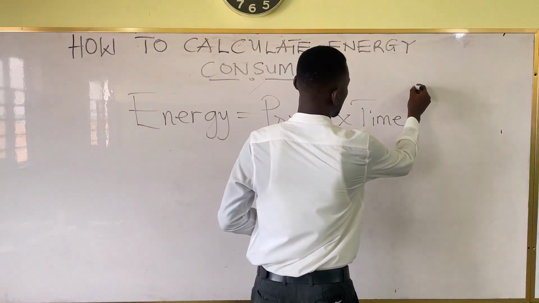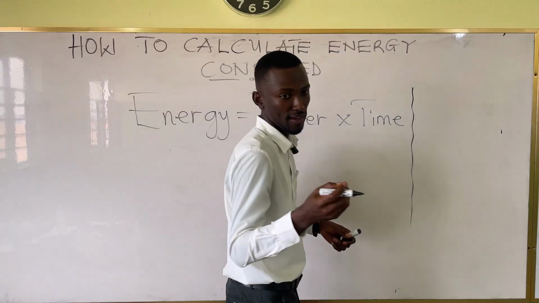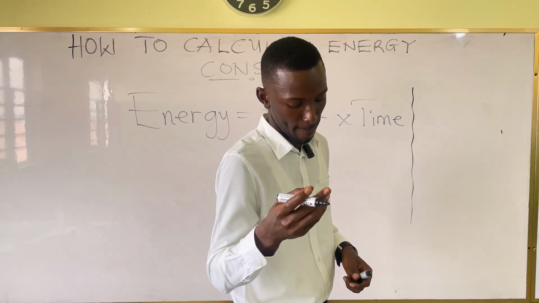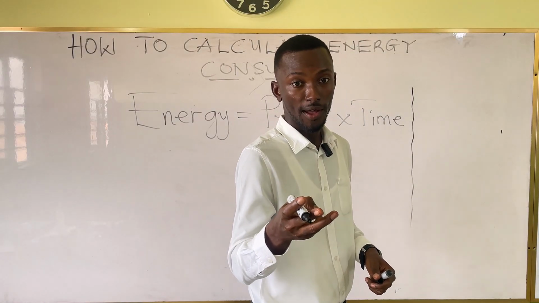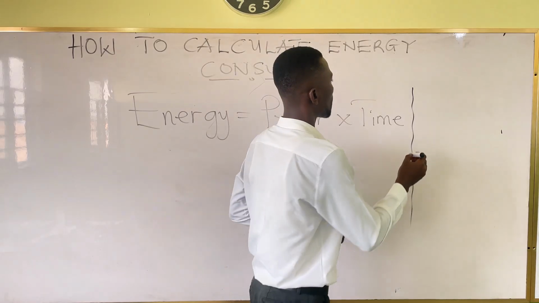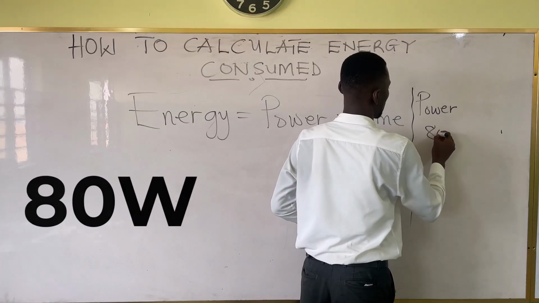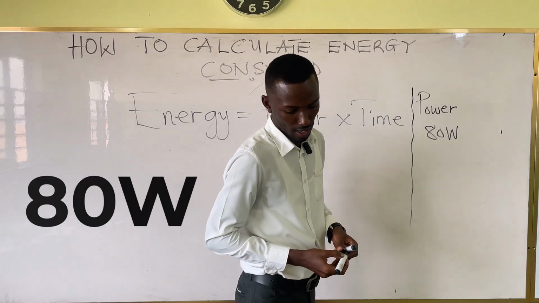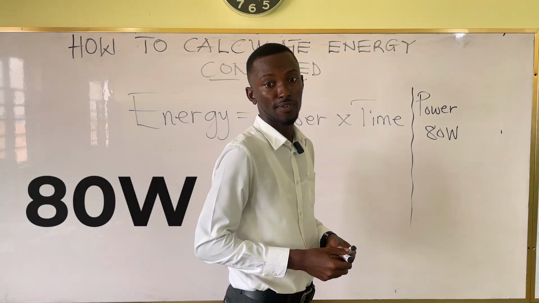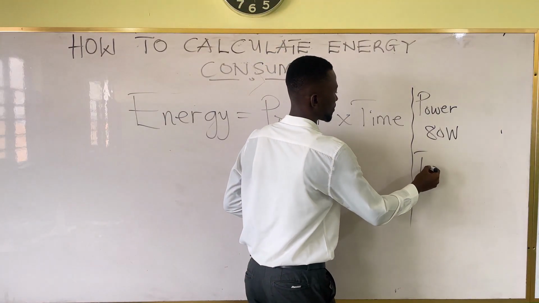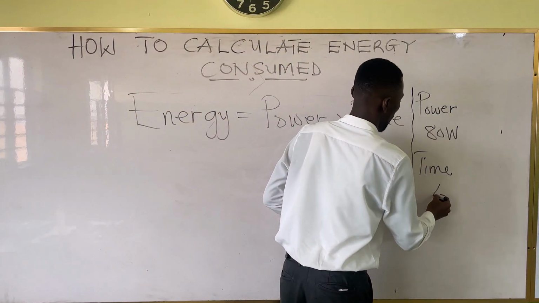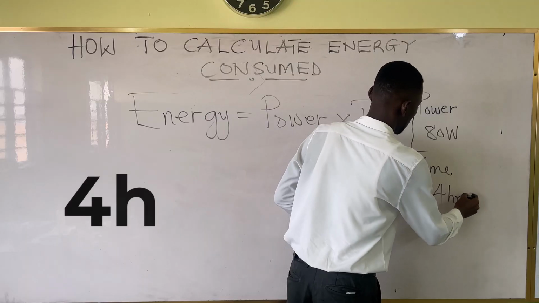So for the parameters, what do we have? What are the values we have in the question? You've been given the power of the fan. What is the power of the fan? 80 watts. And how long did he use the fan? That is the time. 4 hours.